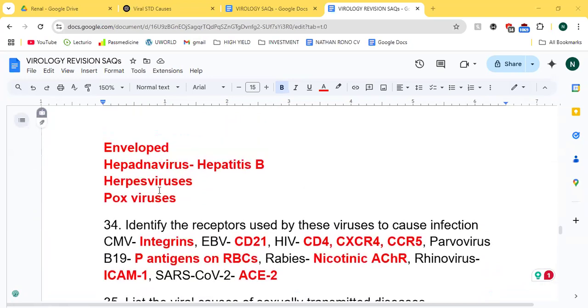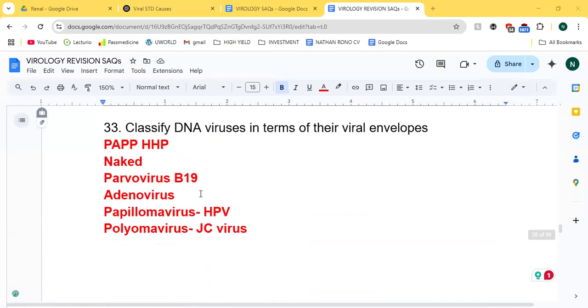Pox is the largest and it is the only one that replicates in the cytoplasm. I used to say pox out of the box. The rest replicate in the nucleus. Pox is the largest, so you can picture it. It is the largest virus, so it cannot replicate in the nucleus. It replicates in the cytoplasm. And then another unique feature of pox is it is the only one with a complex structure. The rest are icosahedral.